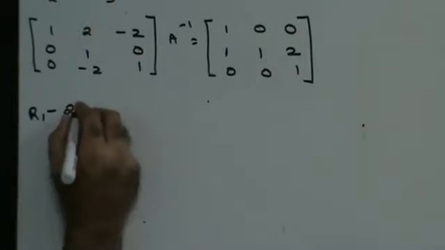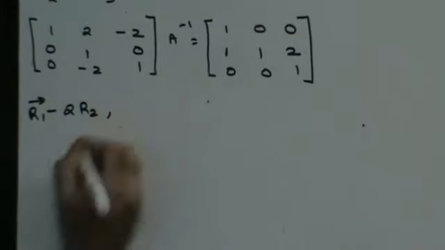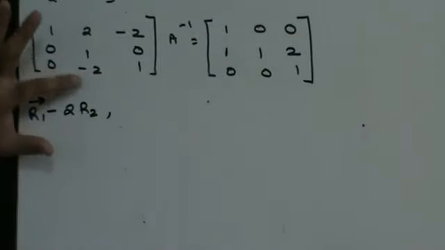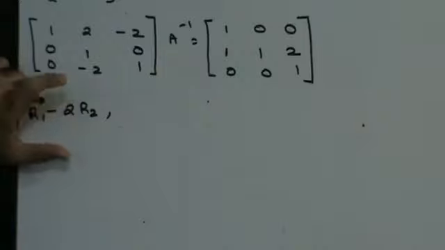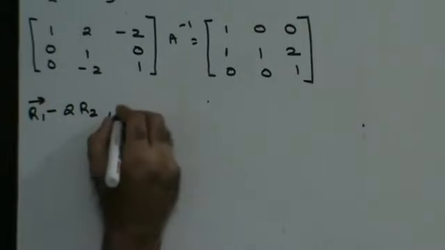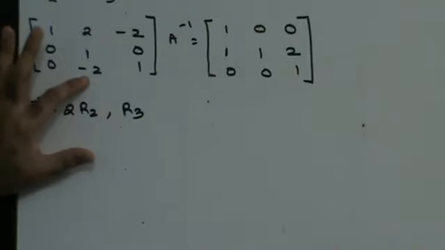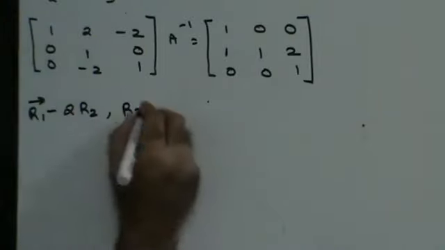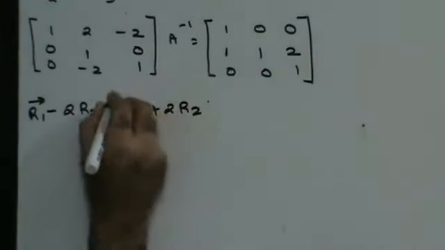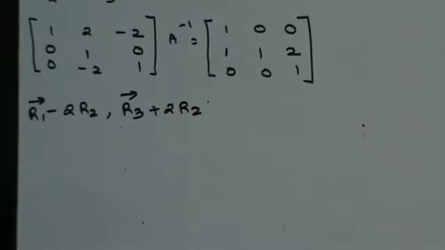For the second column you have to use R2. Similarly, I want to convert this number into 0. Where is this number? In R3. What is this number? Minus 2. What is the complement of minus 2? Plus 2. Right? Now R1 has to change.